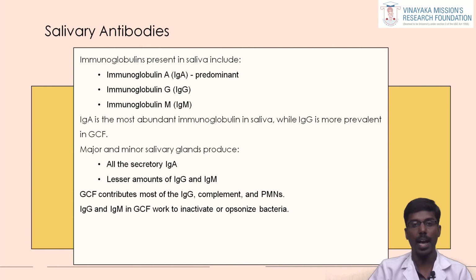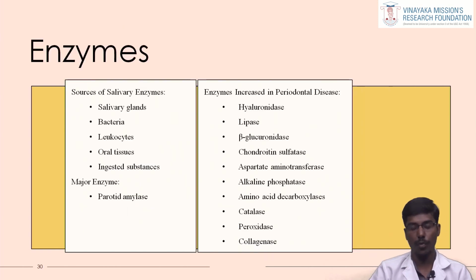Now coming on to the antibodies, there are various antibodies that are found in the GCF, also in saliva, like the IgG, A and M. Among these antibodies, the IgA is the main antibody that is found in the saliva. This IgA is produced by major and minor salivary glands, whereas the other two antibodies, that is the IgG and M, are introduced into the saliva through the gingival crevicular fluid.